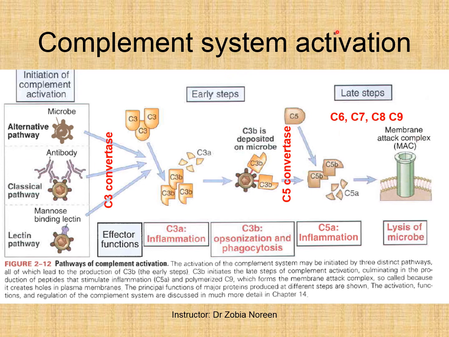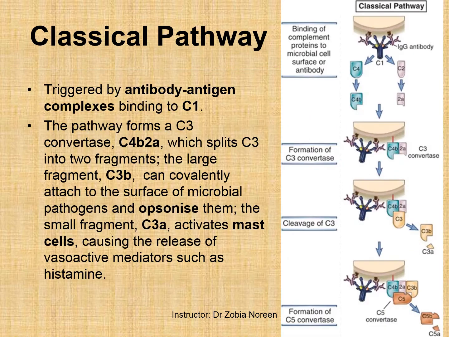All of these proteins, that is C5b, C6, C7, C8 and C9, form a membrane pore which causes lysis of the cells where this complement is activated. Now let us discuss all these three pathways of activation in detail. So let's first study the classical pathway.